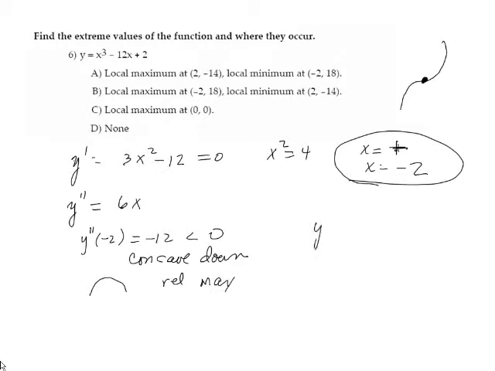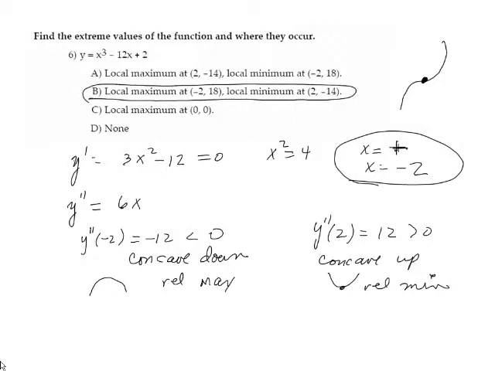If we check the second derivative at x equal plus 2, we get 12. It's more than 0, means it's concave up, which means a relative min. So looks like the answer is a relative max at minus 2, relative min at plus 2, and of course the values of the function at minus 2 and plus 2 are plus 18 and minus 14 respectively if you plug that in.